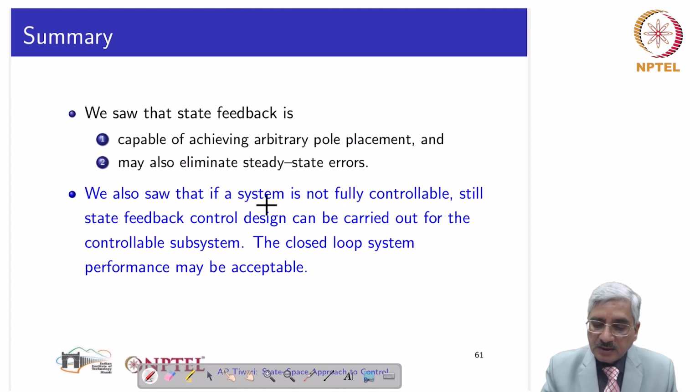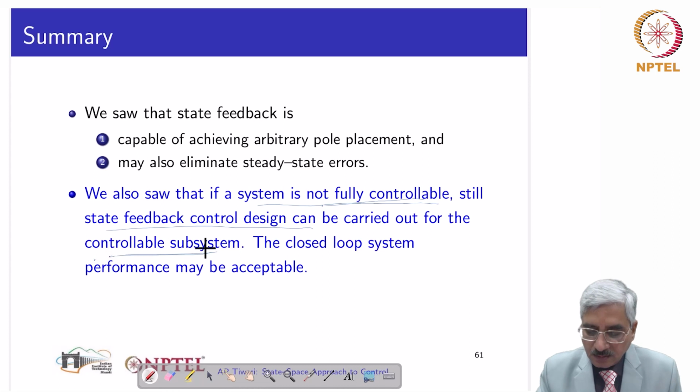We also saw that if the system is not fully controllable, still state feedback control could be designed for the controllable subsystem, and the overall performance of the closed loop system may be acceptable. Of course, it is not possible to place all the poles, only the poles of the controllable subsystem could be placed, but the overall response, because it is stable, may be close to desired, although not arbitrary pole placement. So using that decomposition, we could design the state feedback gains for placing the poles for an uncontrollable but stabilizable system also.